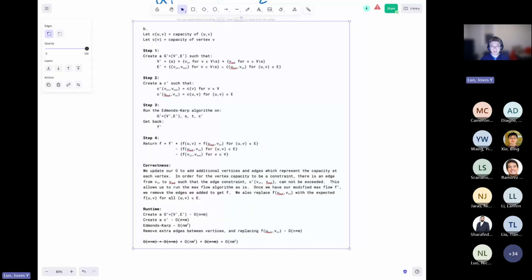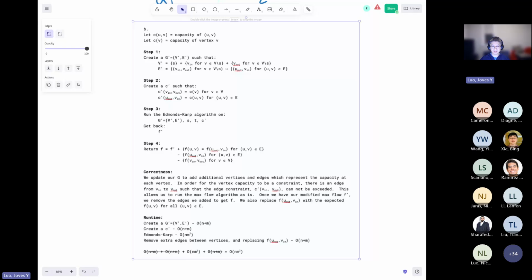So let's see what that solution looks like. I think at some point I should really rewrite these solutions to be a little bit more narrative. I don't like the way they look. I'll do that after this.